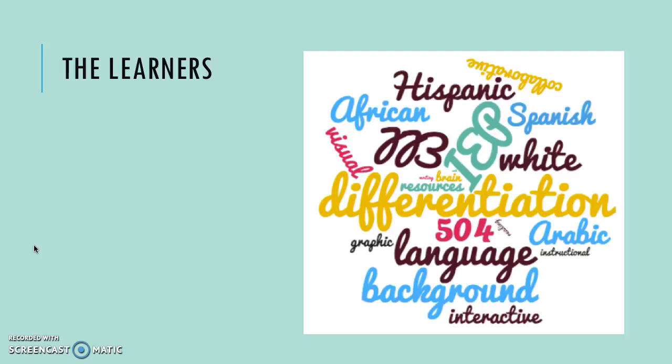If you look at the word cloud on the screen, you will see the word differentiation across the middle, and you will also see IEP, 504, ELL, so this is another example of the types of learners that I am trying to reach. There are 4 IEP students. One student has a speech and social goal, while the others have reading and writing goals.